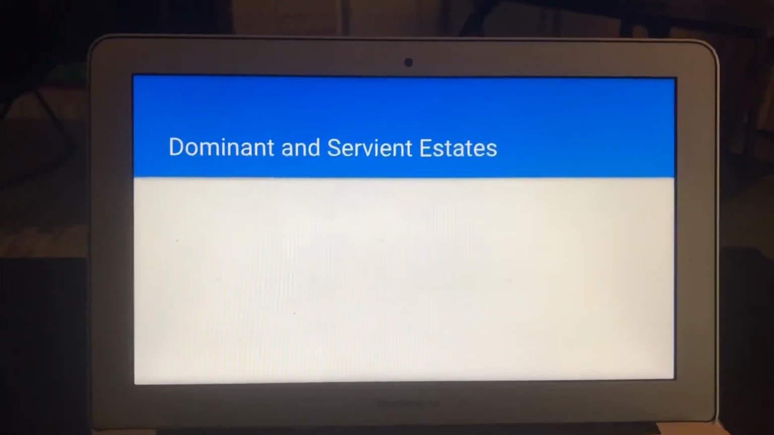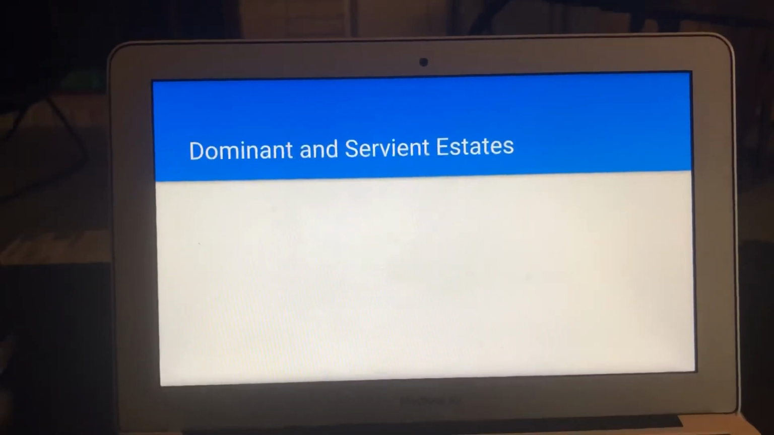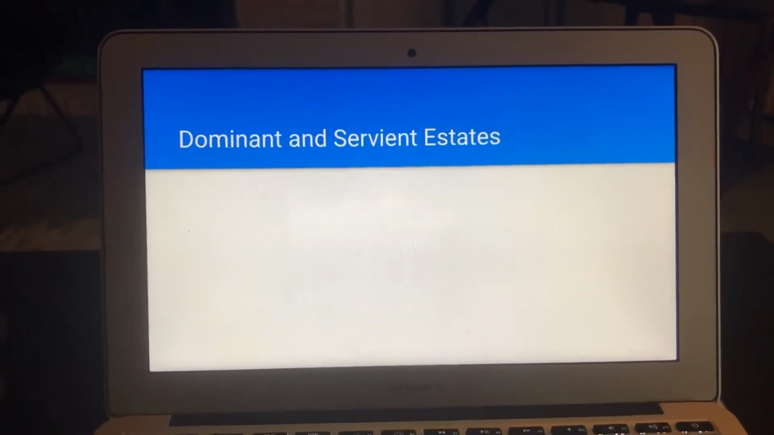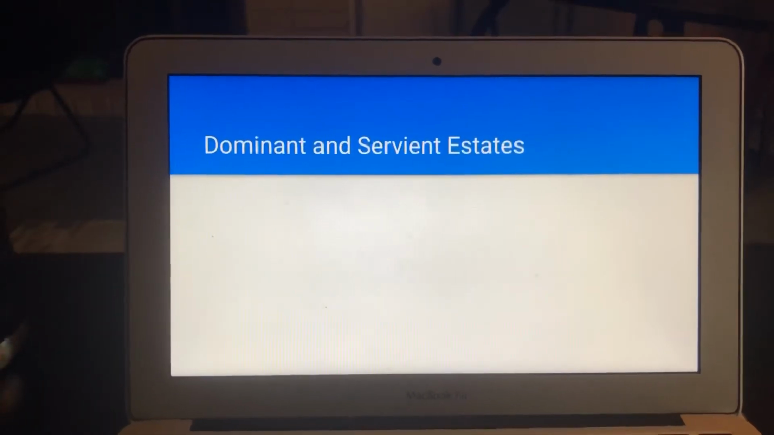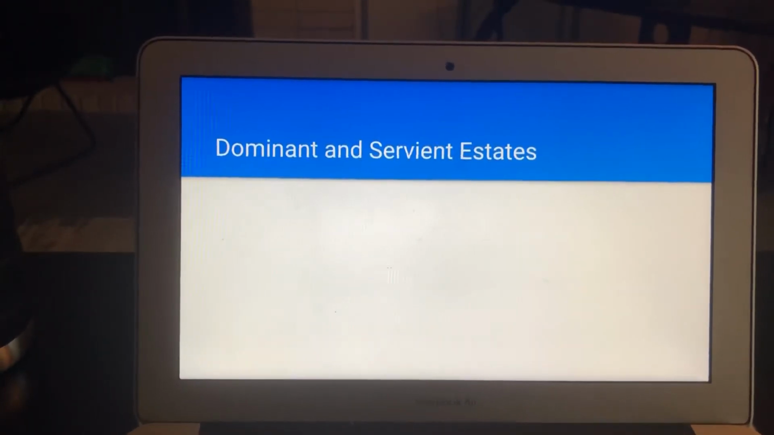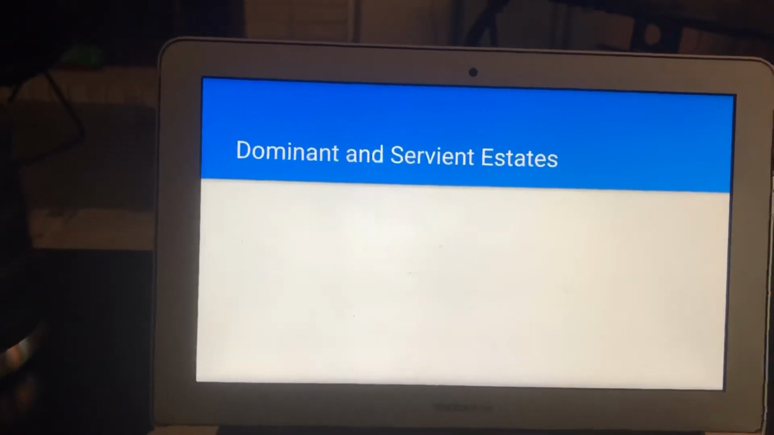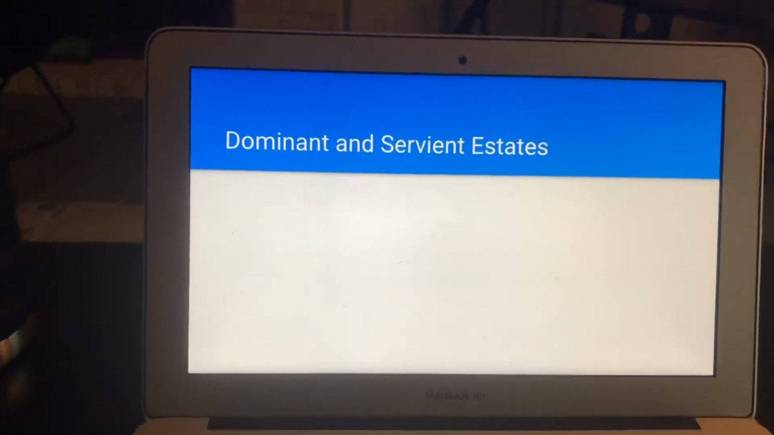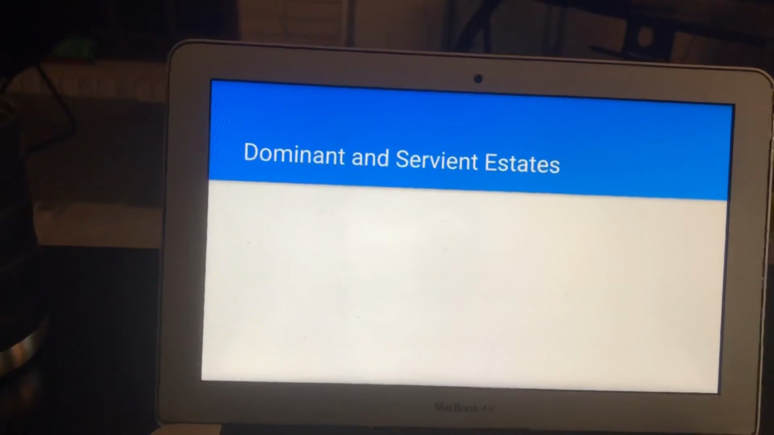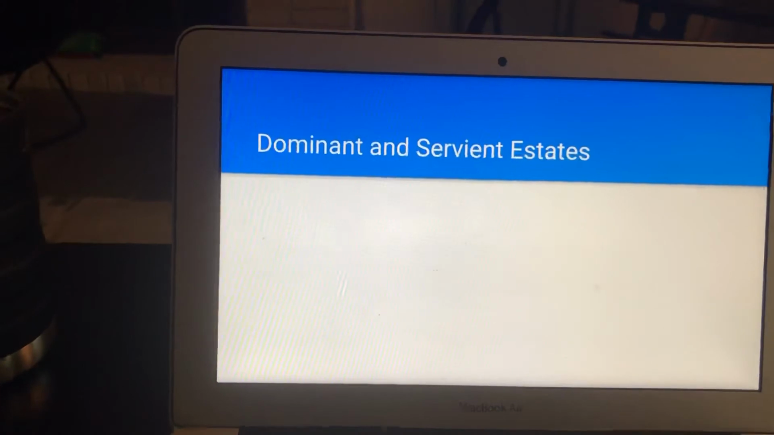So now we're going into dominant and subservient estates. A dominant estate is an estate that's landlocked. Let's say that you have a property, and one person cannot get off of their property without driving through someone else's property. You have that road that's on the other person's property. That road coming from someone else's property is the dominant estate. And so it allows that person that enjoyment of someone else's land to exit and enter their property.